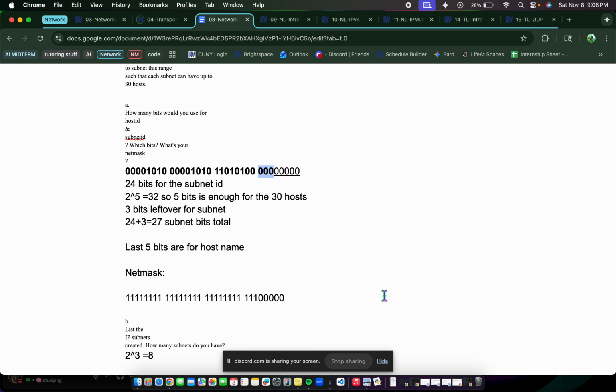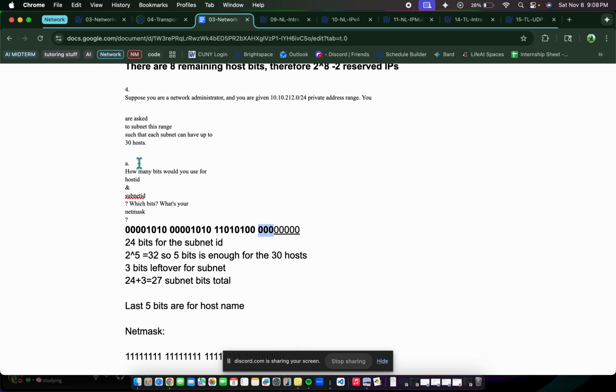Yeah, great question. So, we were given this /24 to start with. Meaning the first 24 bits, these guys, are going to be our network ID, right? This is like our subnet. But we need to know how many bits we can use for the subnet range itself, the subnet ID.